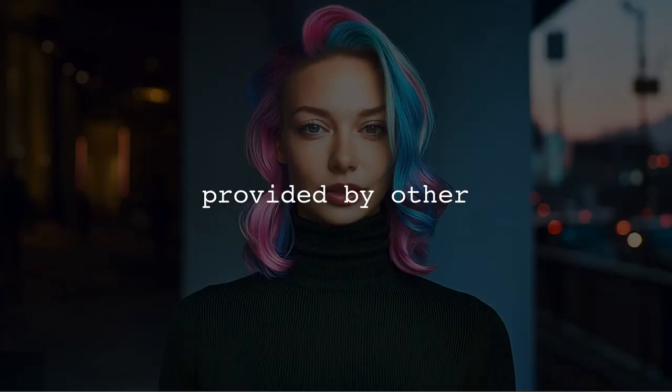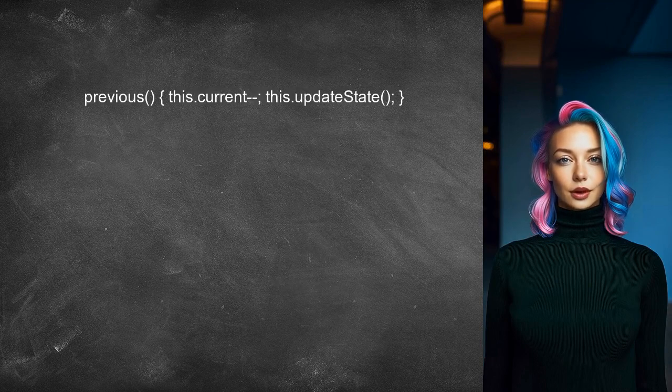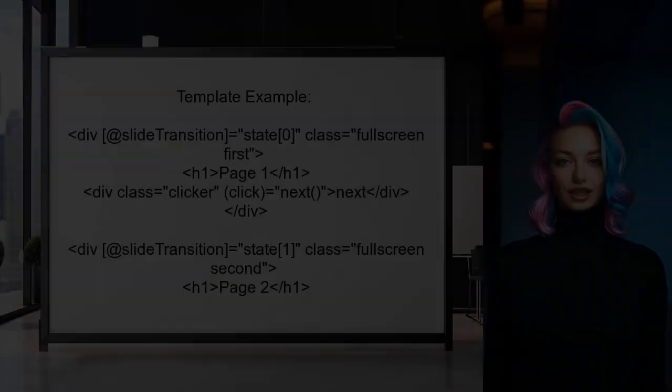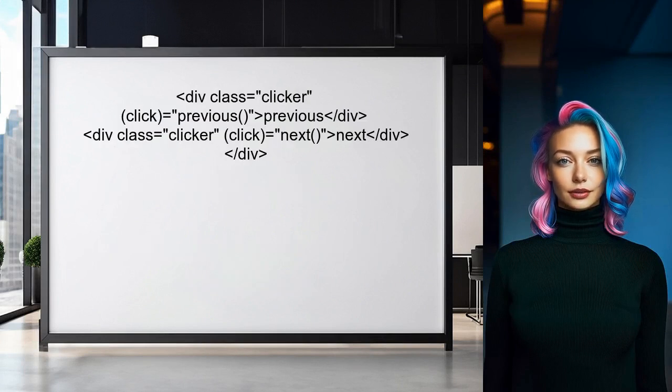Now let's look at the answers provided by other users. An alternative solution involves using margin left for transitions. The user defines 3 states: previous, current, and next. They update the state based on the current page index, allowing for smoother transitions without defining multiple states. In the template, each page is assigned its corresponding state, allowing for dynamic transitions between pages. This method reduces the need for multiple states and transitions.